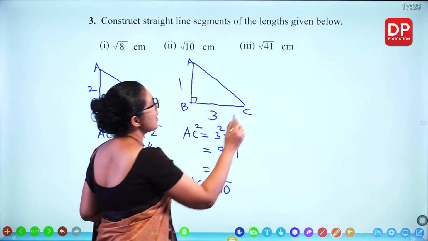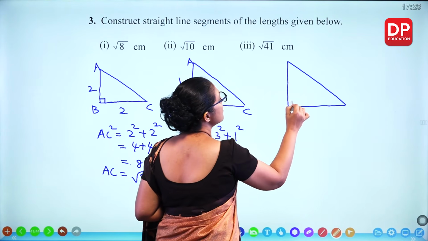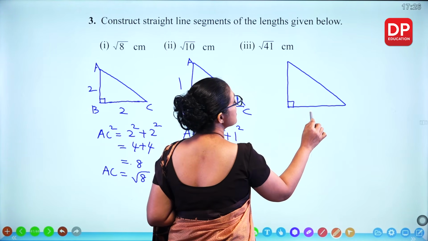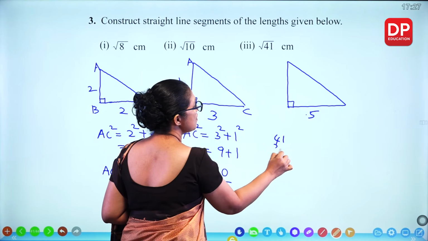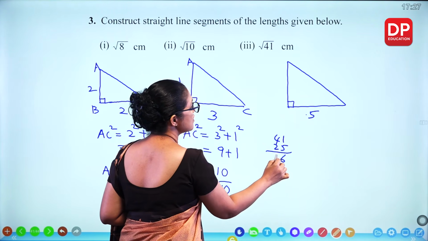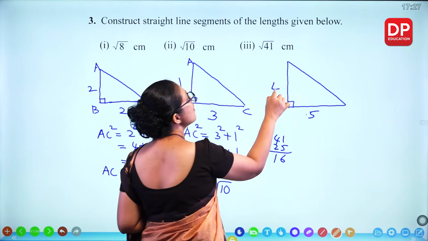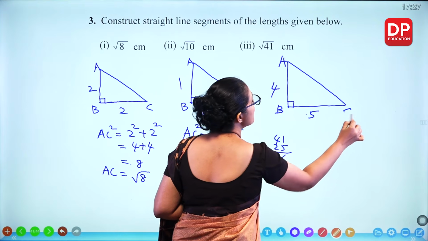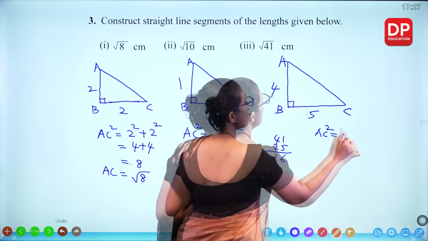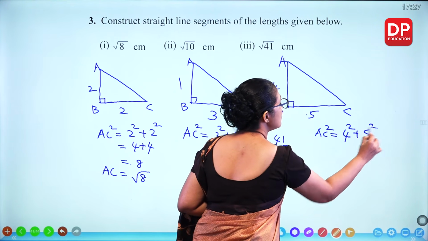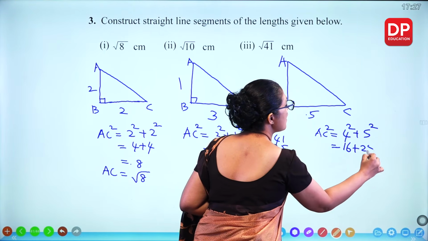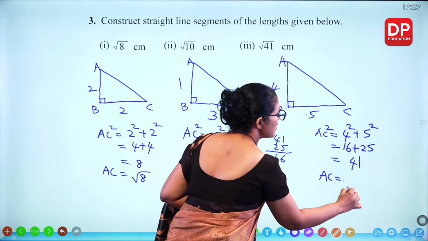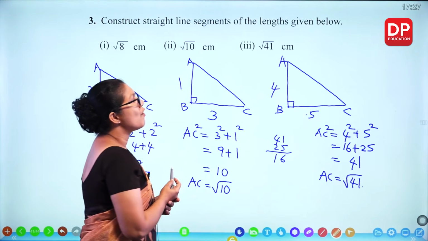41. How can we get 41? So 5 squared, that's 25. 41 minus 25, you get 16. So that means 4. So we'll take ABC triangle. AC squared is equal to 4 squared plus 5 squared. 4 squared is 16 plus 25, you get 41. So AC is the value for square root 41.